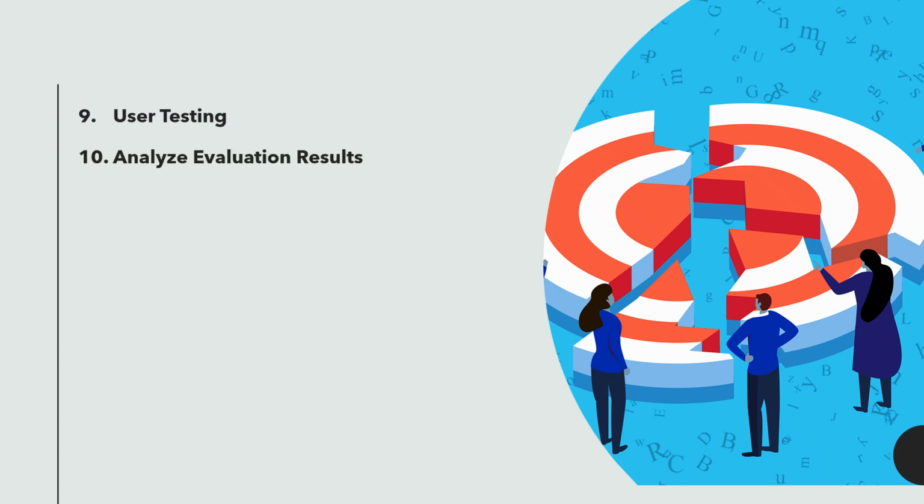Step 10. Analyze evaluation results. Identify recurring issues or suggestions for improvement. Step 11. Revision plan. Develop a detailed plan for revising the instructional materials based on the feedback and evaluation results. Step 12. Collaborative revision. Address any content-related issues. Adjust visuals and multimedia elements, and refine instructional strategies.